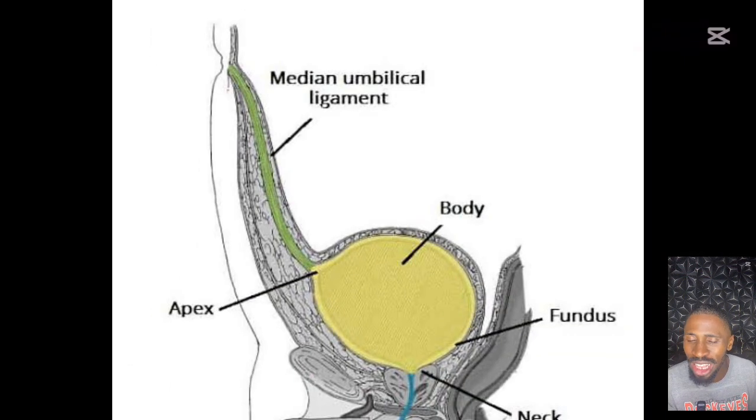And the urachus, when the child is outside the womb, what happens? It becomes fibrotic and forms the medial umbilical ligament.